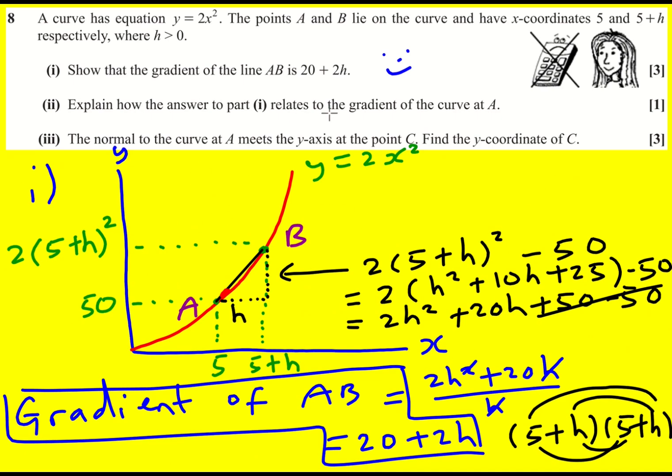Now we're told that the normal to the curve at A meets the y-axis at the point C. Find the coordinates of C. So the normal is going to be this line that's at a right angle to what you would have if you had the tangent at A. Sorry, I've not quite drawn that in the right place here. So the gradient at A would give you the same gradient as a tangent, and then the normal is at a right angle to that.